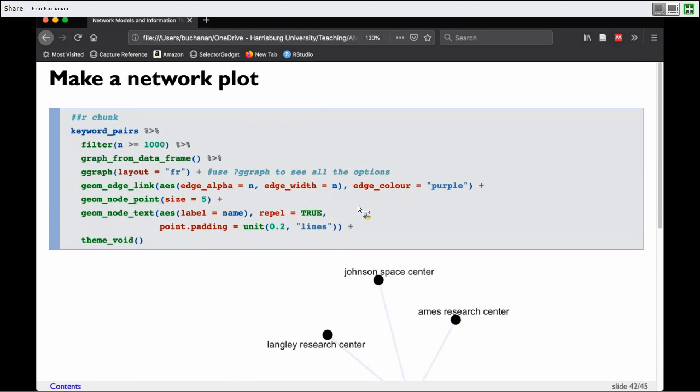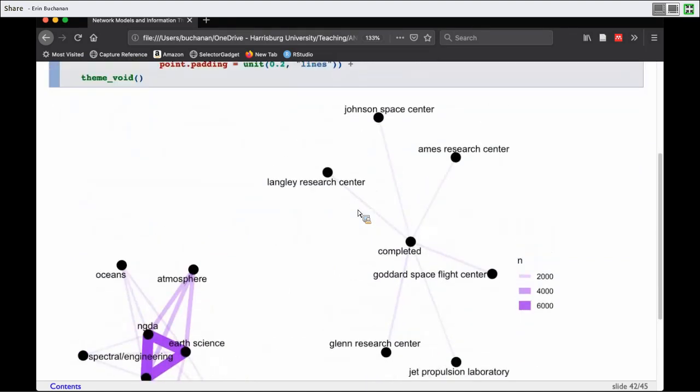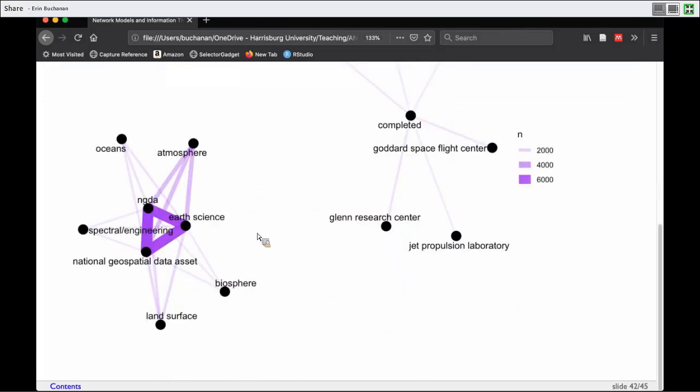And now our keywords. Check it out, what do we got? These are all the different centers that NASA runs, so that's a nice little cluster. And then we've got the most common things they're publishing. And here's that super connected group, the three that always occur together, and it unintentionally makes this adorable little star.